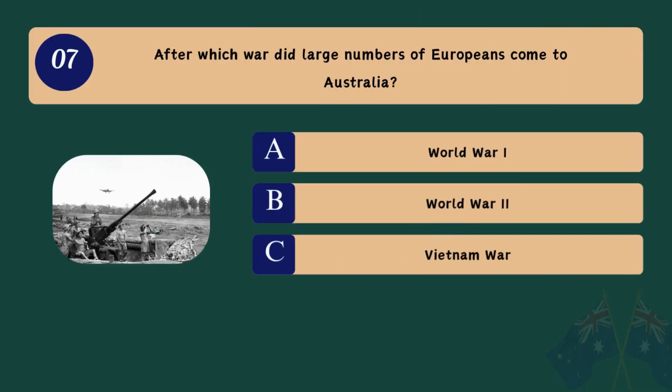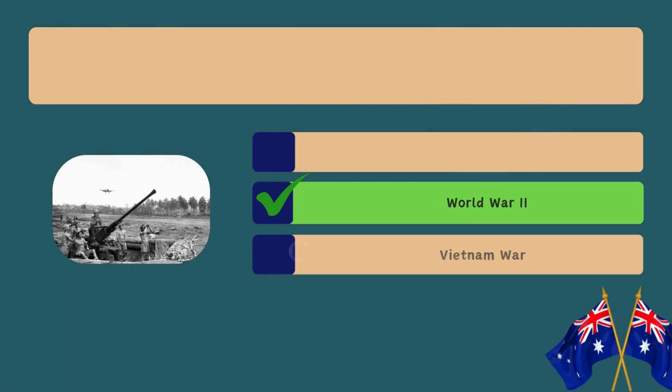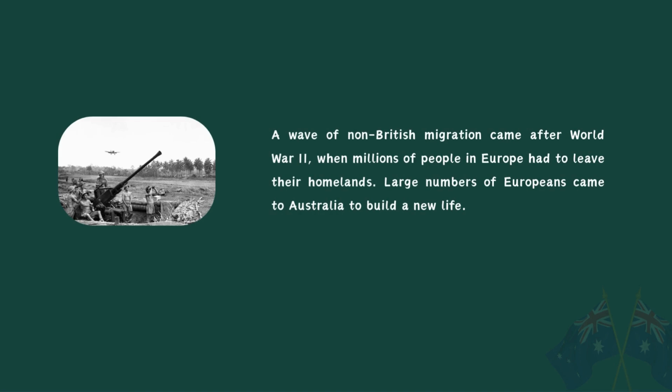Question 7. After which war did large numbers of Europeans come to Australia? A. World War I, B. World War II, C. Vietnam War. Correct answer B. World War II. A wave of non-British migration came after World War II, when millions of people in Europe had to leave their homelands. Large numbers of Europeans came to Australia to build a new life.